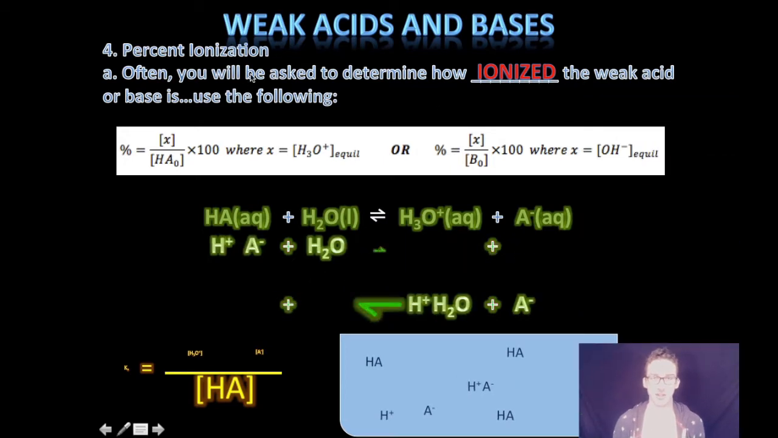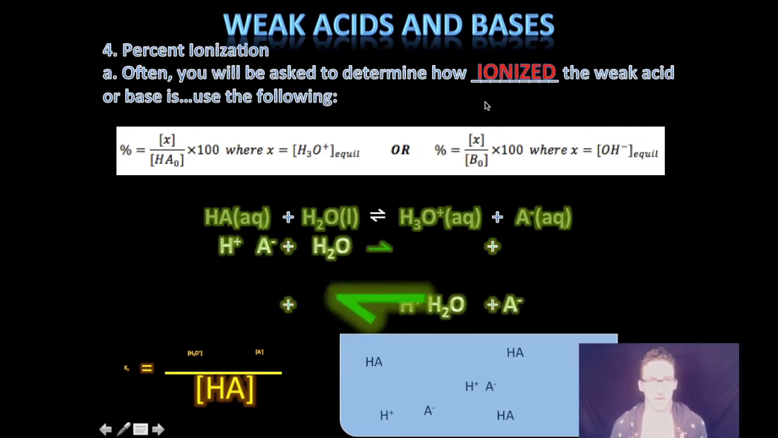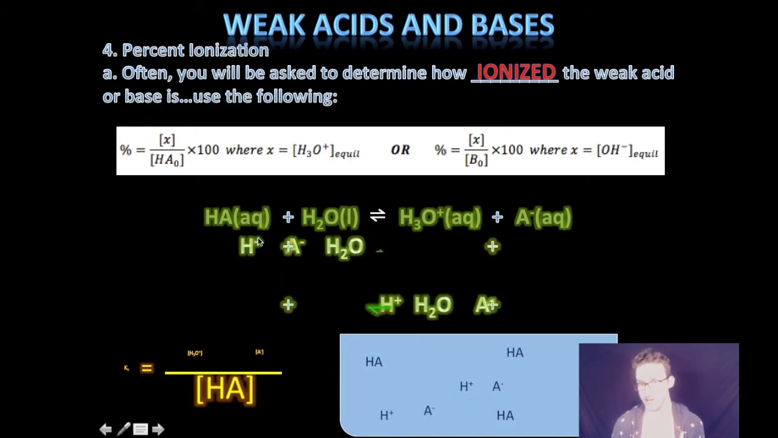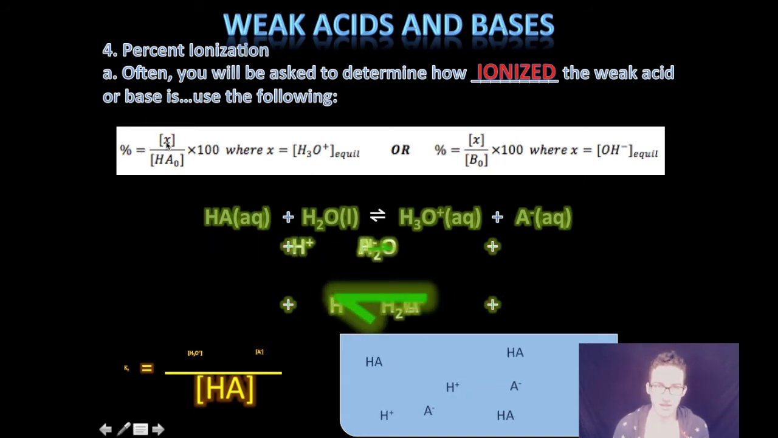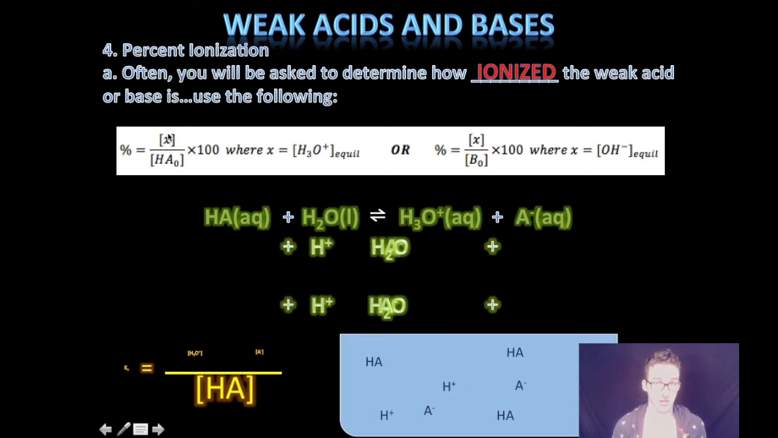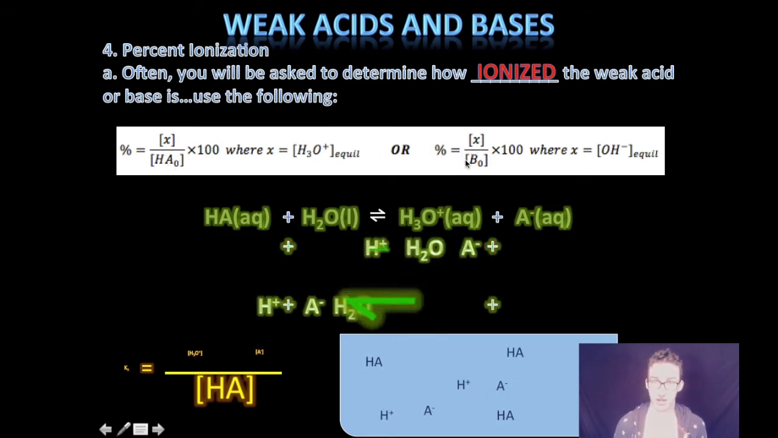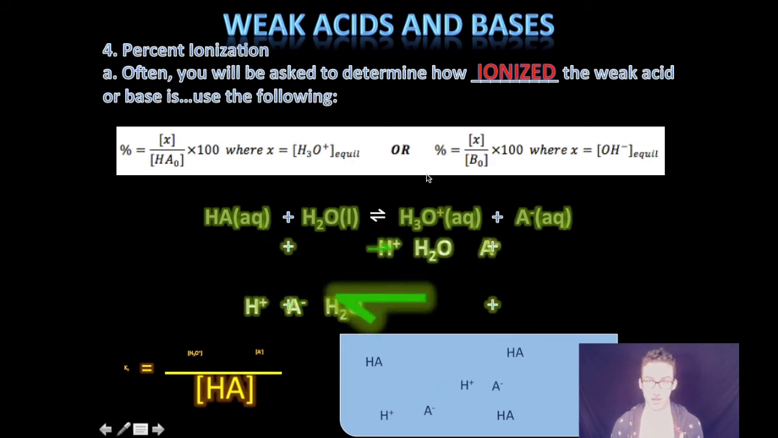And then the last thing you'll often be asked is to determine what is the percent ionization of that weak acid or base. How much of the original molecule has ionized? It's a very quick calculation once you've determined the concentration of your hydronium, or your hydroxide ion if you're dealing with a base, and just compare that to the original concentration of the acid or base to figure out what the percent ionization is.